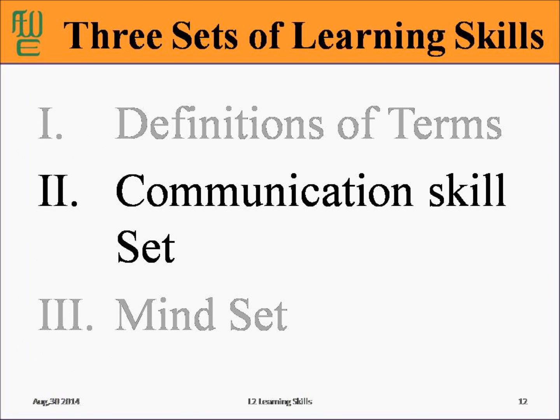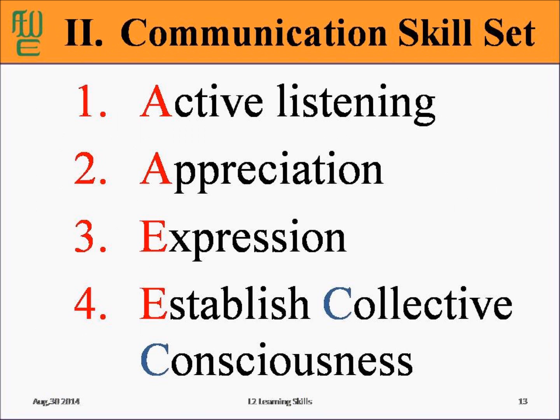Now we go to the second set. It's a communication skill set. In the communication skill set, we have 4 items. First, active listening. Second, appreciation. Third, expression. Fourth, establish collective consciousness. And we highlight the first letter in red for you to remember. It's AA, EE, and CC.